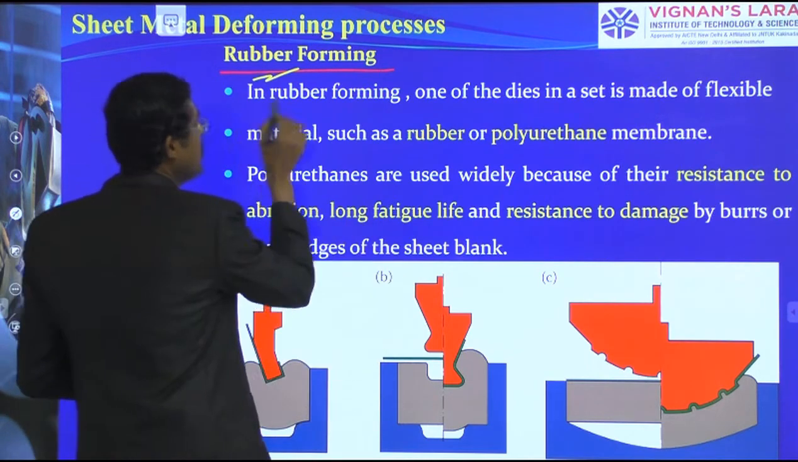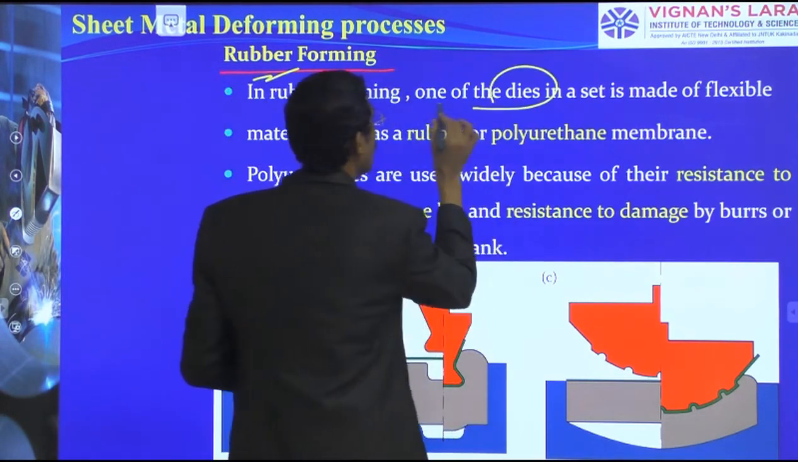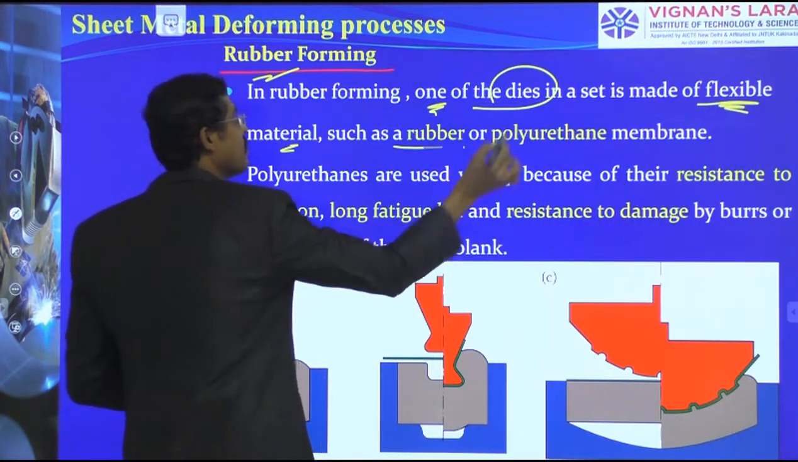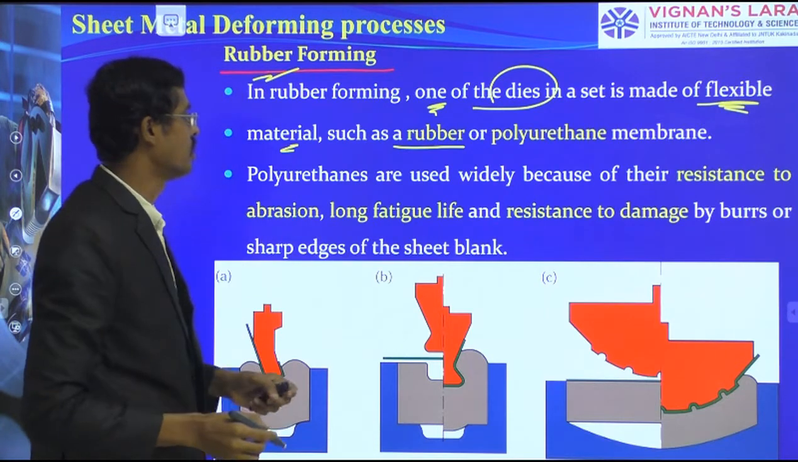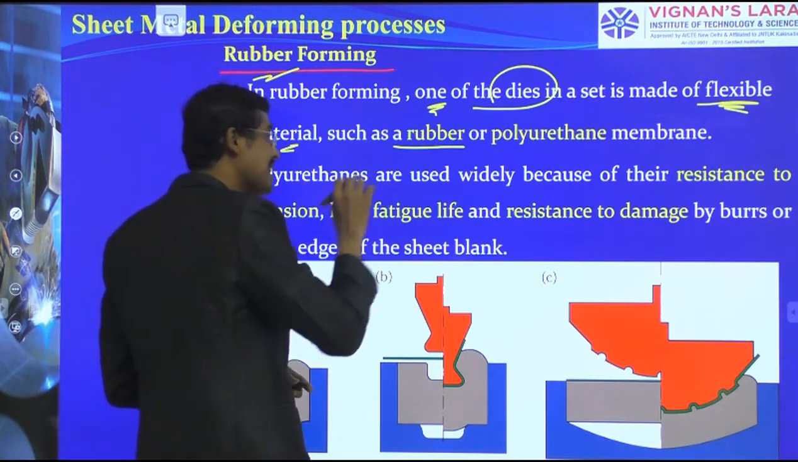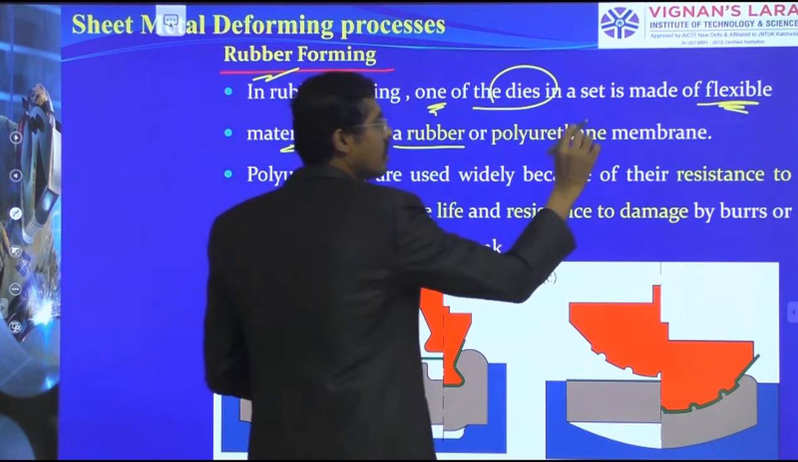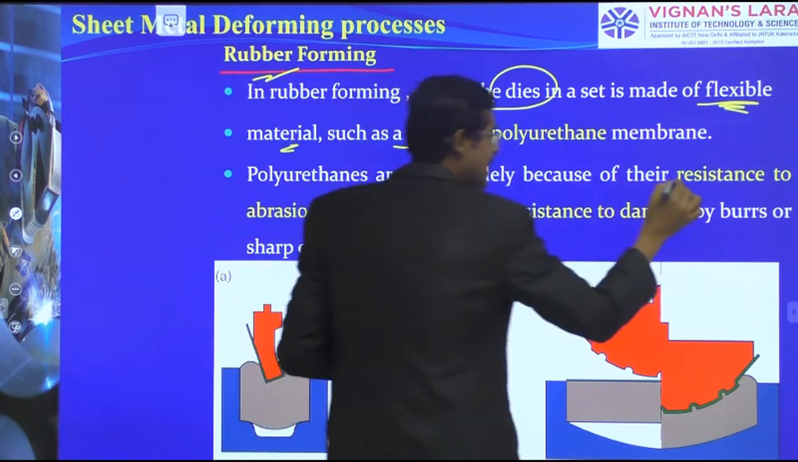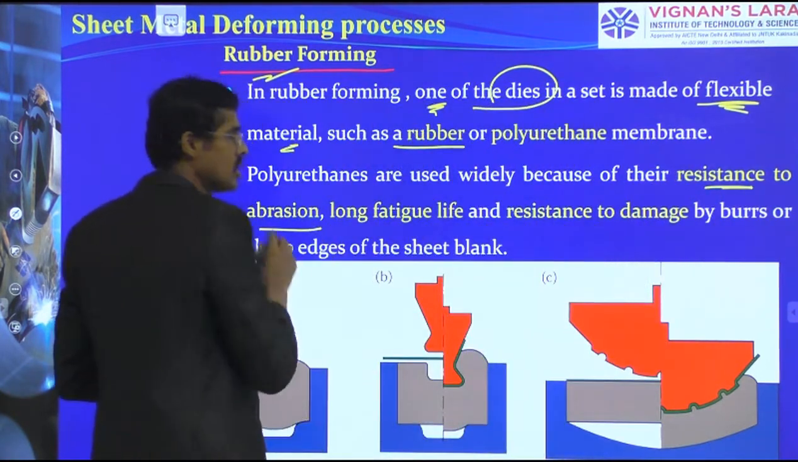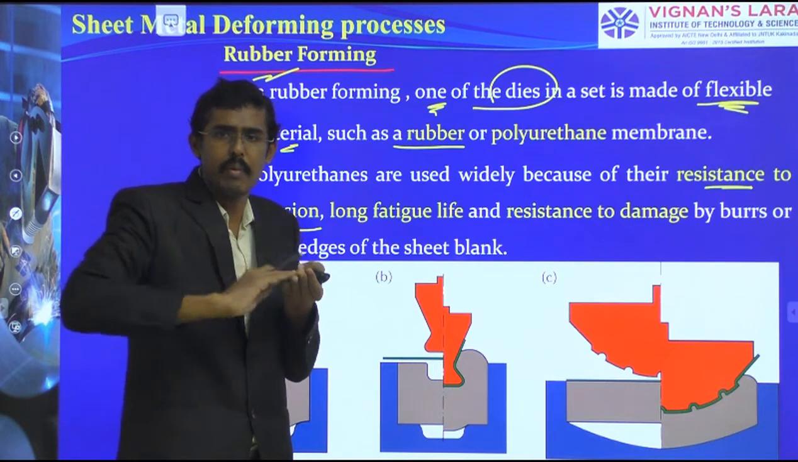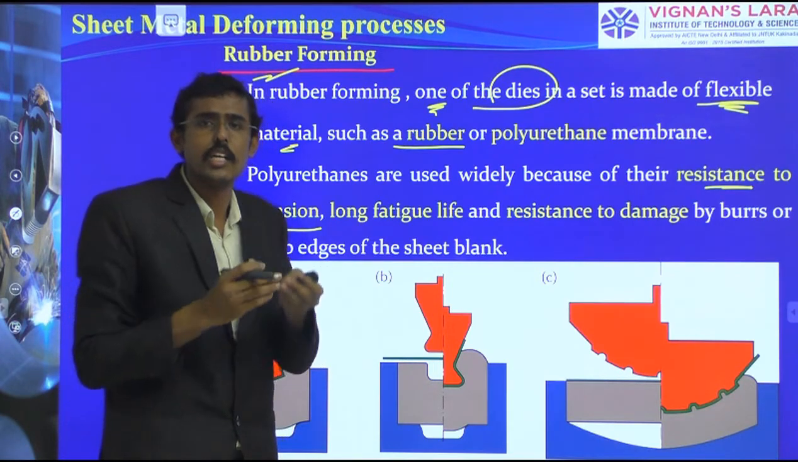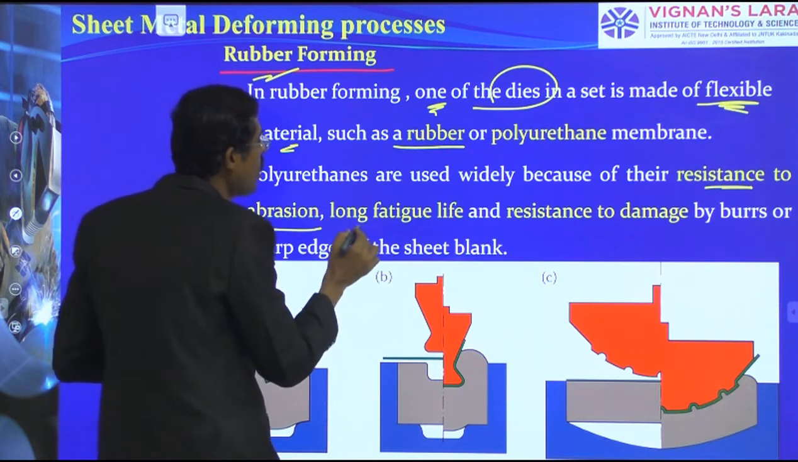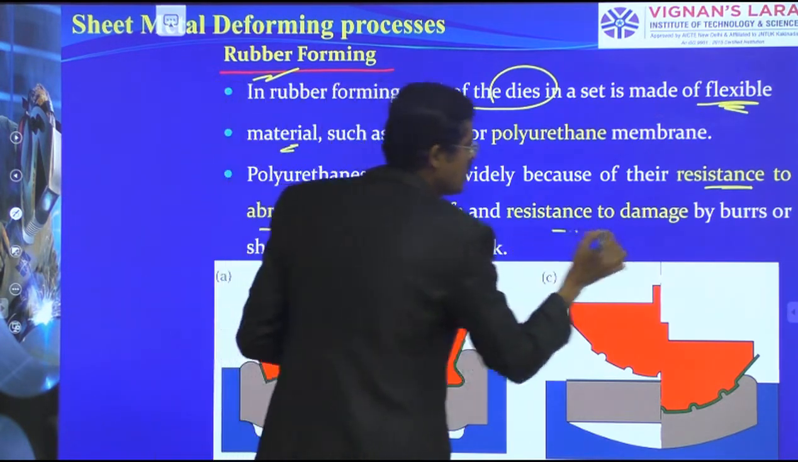You see, in rubber pad forming, one of the dies is made of a flexible material such as rubber, which I am using here. Therefore, this rubber will resist. Another material, polyurethane, is also used. Polyurethane is widely used because it has resistance to abrasion, so abrasion wear will not take place. Therefore, it can be utilized for a longer time like a normal die, and it also has a long fatigue life and resistance to damage.